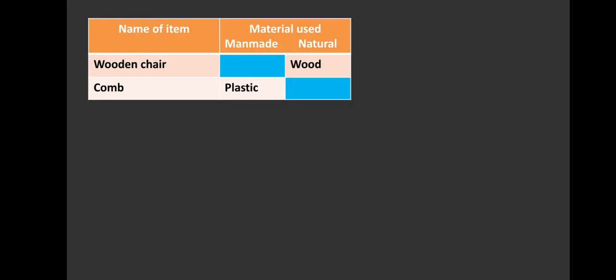There are two items being mentioned in the table, and the materials which are used are wood and plastic. Now, the wooden chair is made up of wood, so it will come under the natural category, whereas the comb is made up of plastic material and it comes under the category man-made. Since wood is naturally available in nature and plastic is a man-made material.